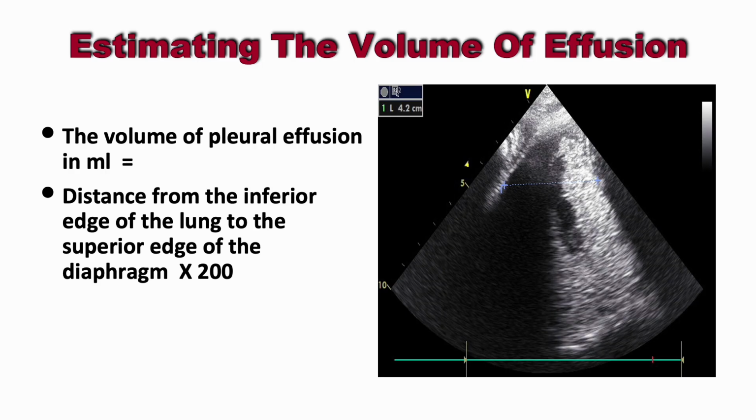If you want to estimate the volume of effusion, measure the distance from the inferior edge of the lung to the superior edge of the diaphragm. Multiplying it by 200, you can get the amount of effusion in milliliters.